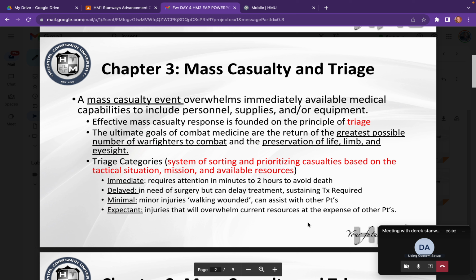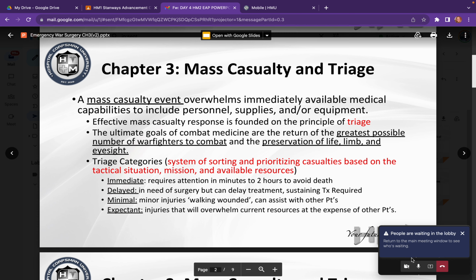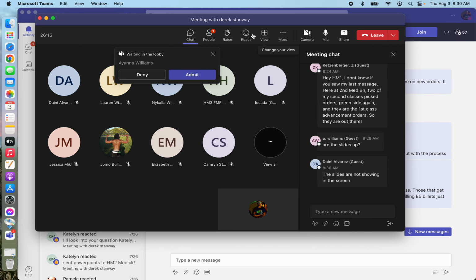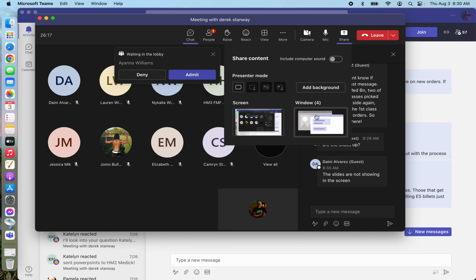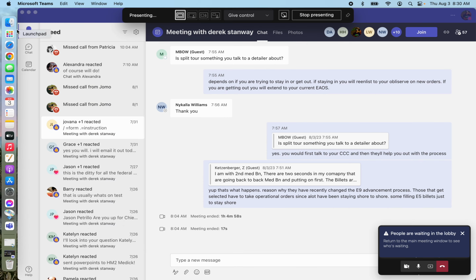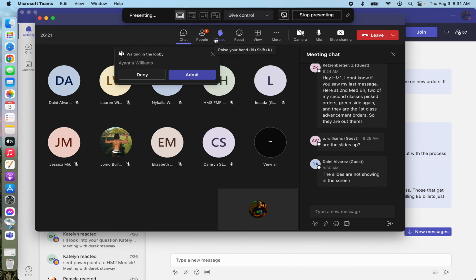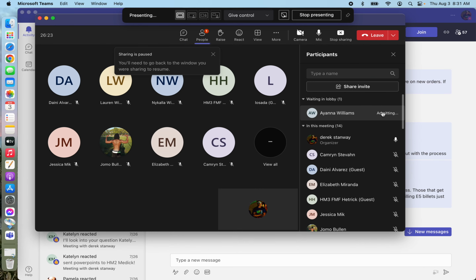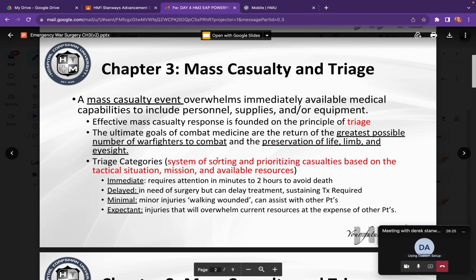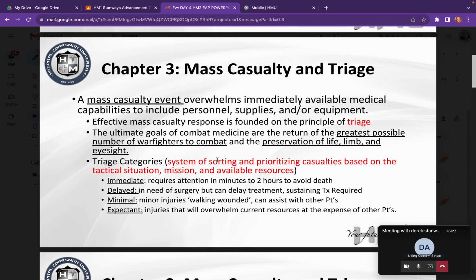All right, so what does triage mean? French word that means sort. We'll figure things out. So a system of sorting and prioritizing casualties based on tactical situation, mission, and available resources. So immediate requires attention in minutes to hours to avoid death, in need of surgery. Delayed can delay treatment, sustain treatment. Minimal, minor injuries, walking wounded. And then expectant, those who have injuries so morbid or so extreme that they're ultimately going to pass away.